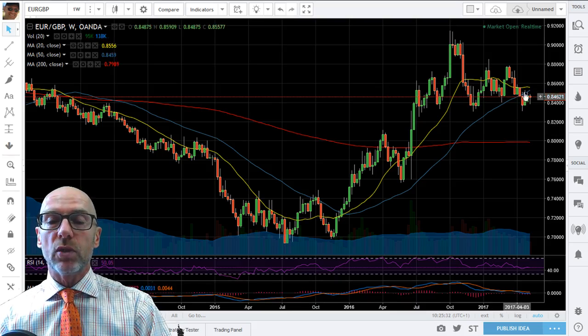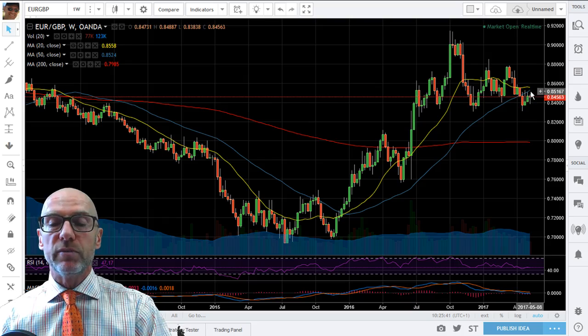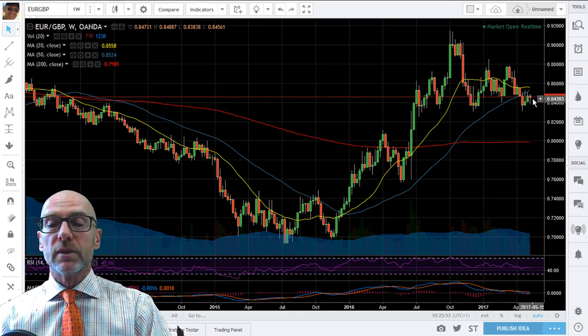Looking at the longer term picture, here we have the weekly chart, and you can see that the index has fallen below the 50-week moving average, which is this blue line. However, it's still a positive influence on the market in that it's moving upwards. The 20-week has rolled down, so that's a negative. So they're kind of fighting each other. The currency is below.